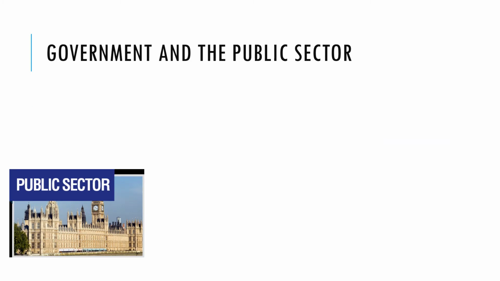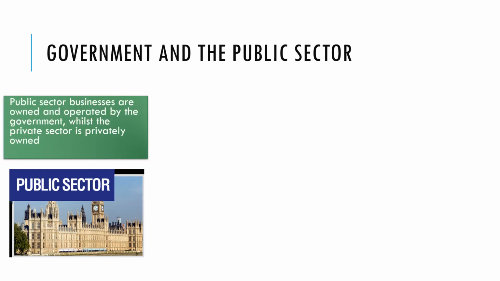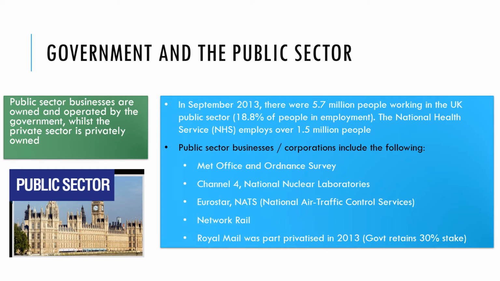So we're talking here about government spending and taxation done by the government, and by the government we mean the public sector. So public sector are businesses that are owned and operated by the government, as opposed to the private sector, which are businesses that are owned by private individuals. In the economy, the public sector is one of the largest employers, and these would be some examples of public sector businesses. So when we talk about government spending, we're really talking about spending by the public sector in total.